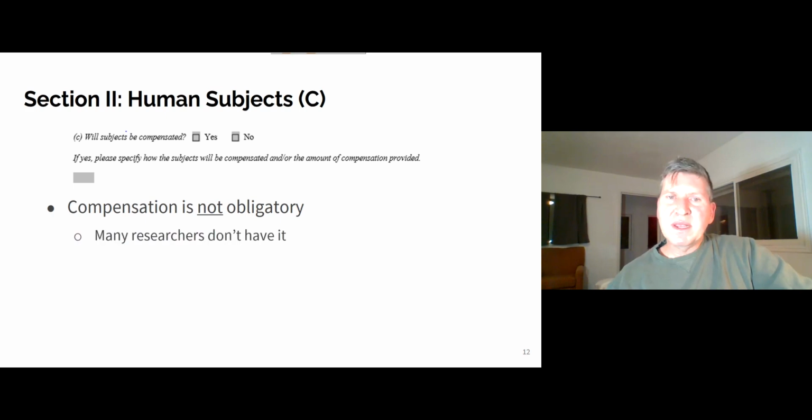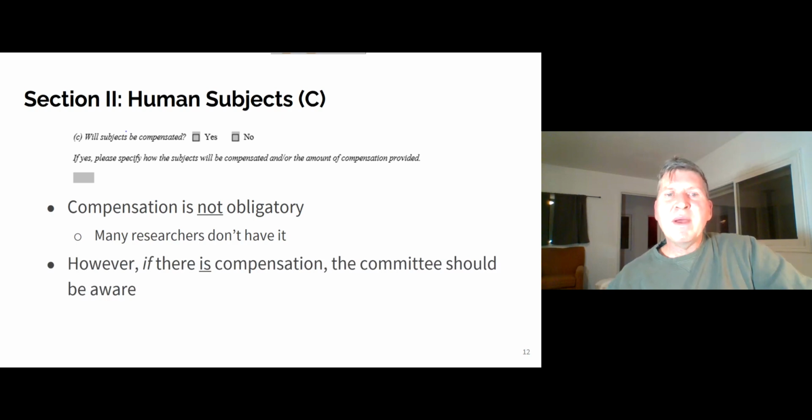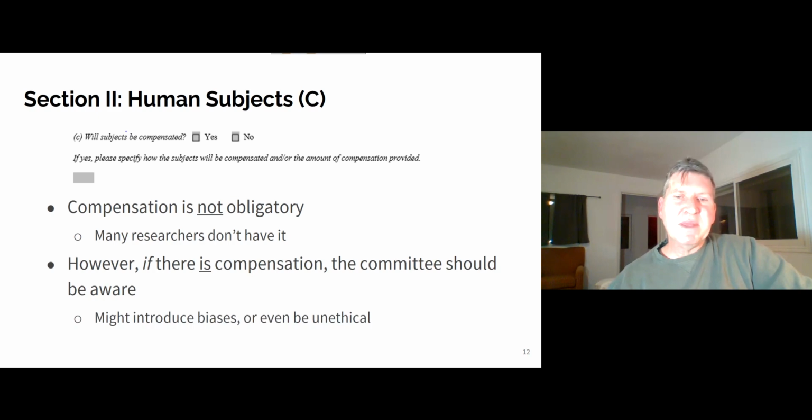So part C asks if subjects are going to be compensated. And it's not obligatory. In fact, many researchers just don't have it. In a lot of cases for studies, you may find them in graduate school where the instructor's offering extra credit as a form of compensation. However, if there's compensation, the committee has to be aware, because it may introduce biases or even be unethical. I'll give you an example.